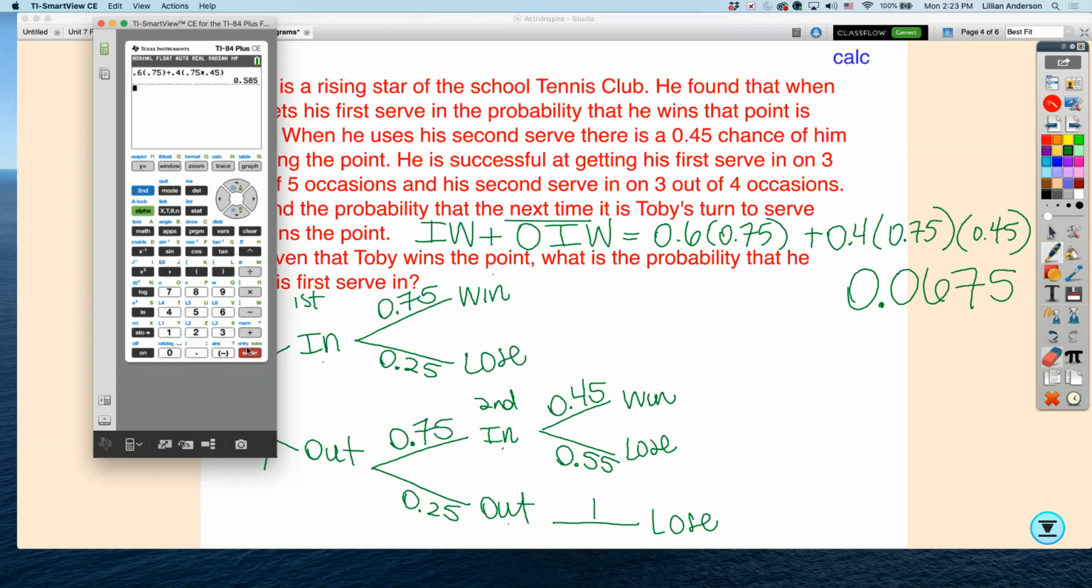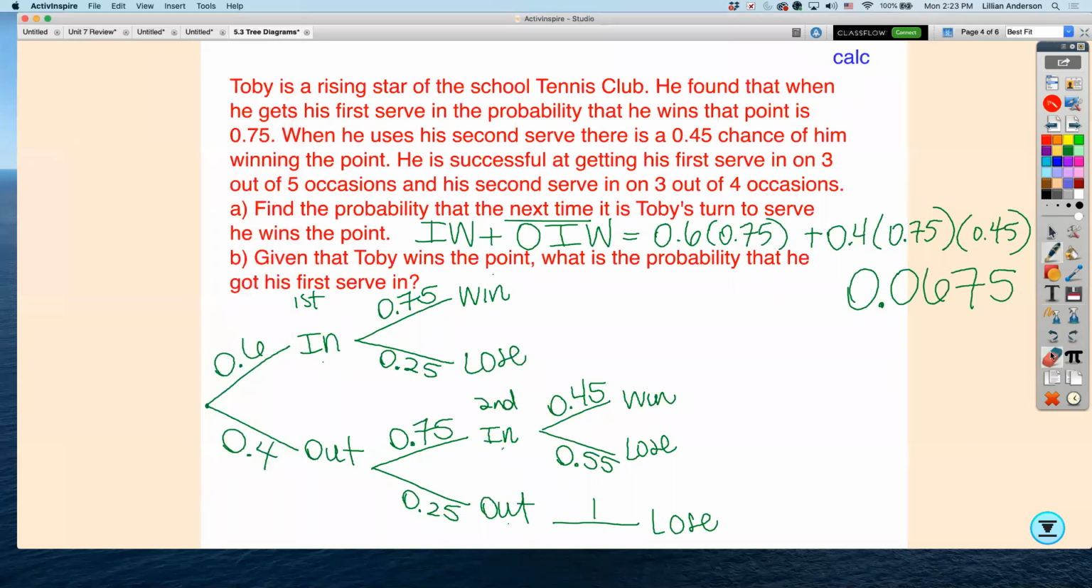Yeah, I got Lucas's answer. All righty. So then it says, that's our answer for part A.